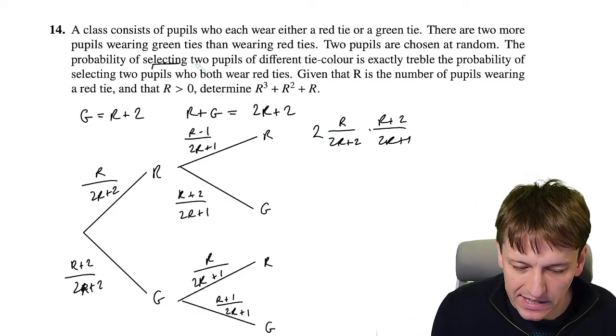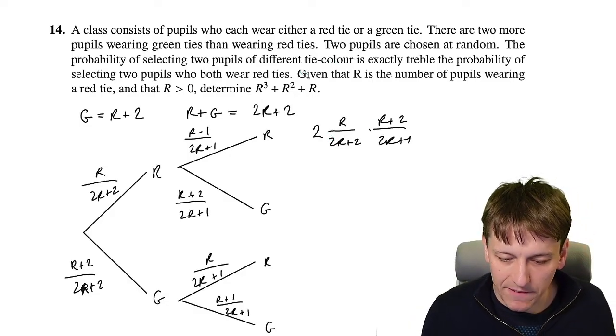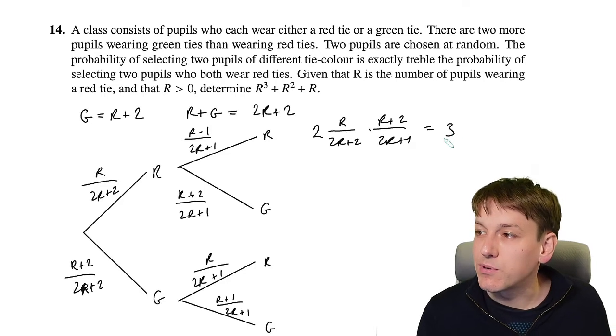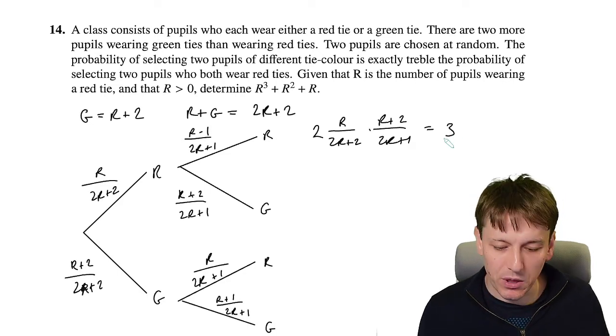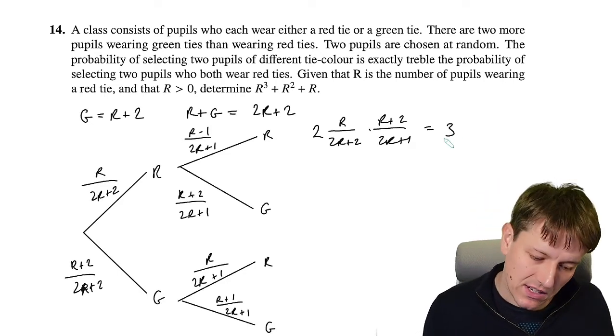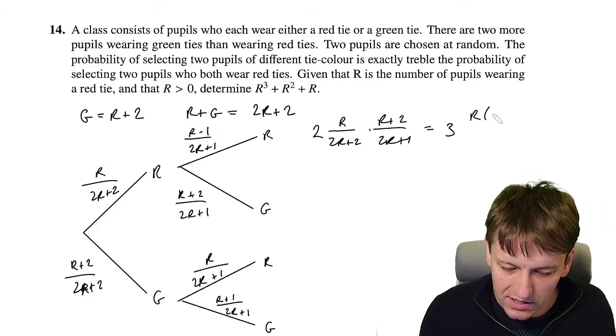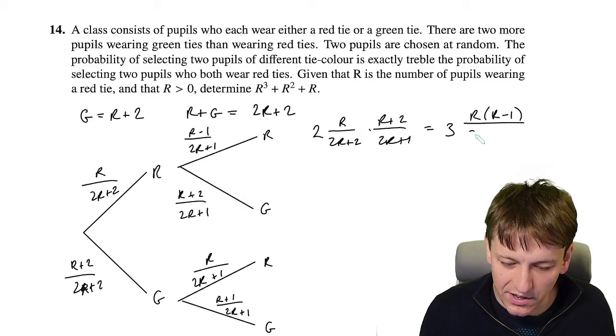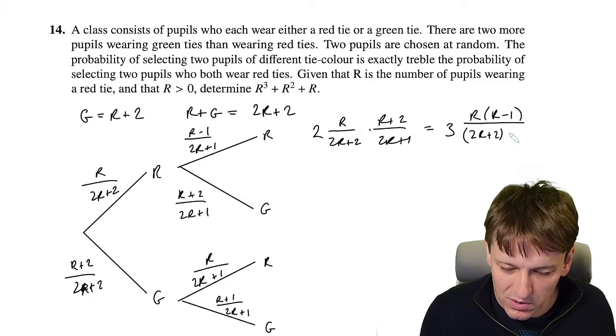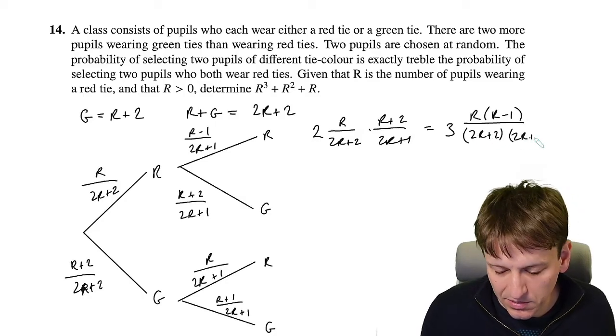That's the probability of selecting 2 pupils of a different tie colour. And we're told that that's triple the probability of selecting 2 pupils who both wear red ties, so that's 3 times this, and so that's R times R minus 1 over 2R plus 2 times 2R plus 1.